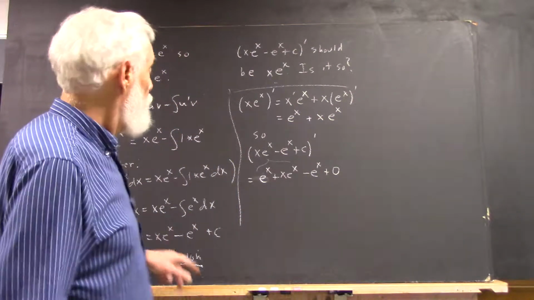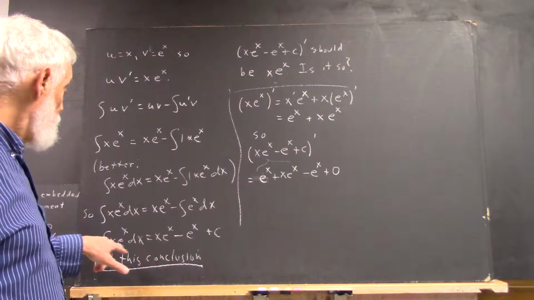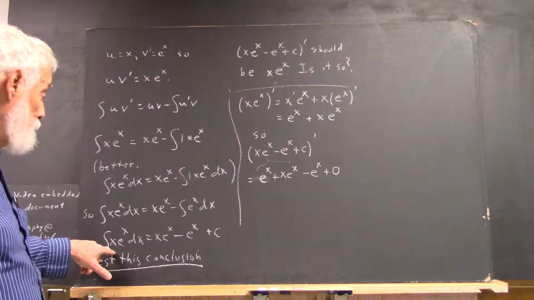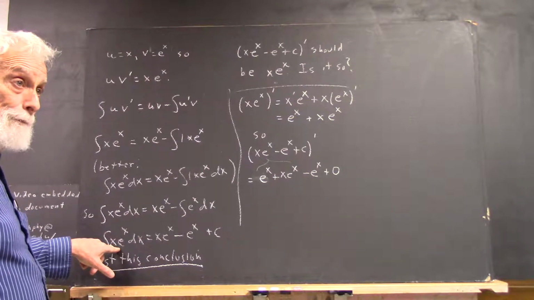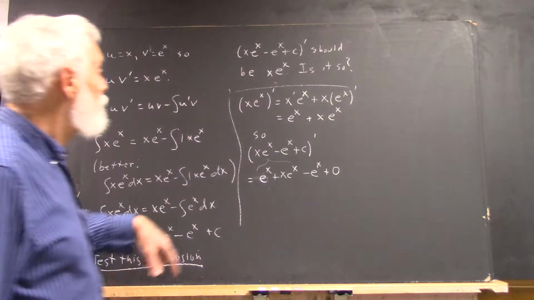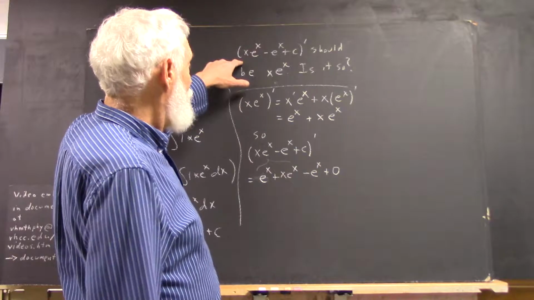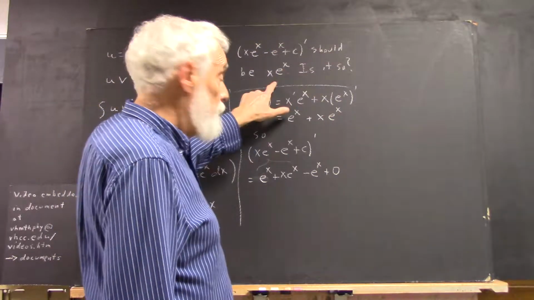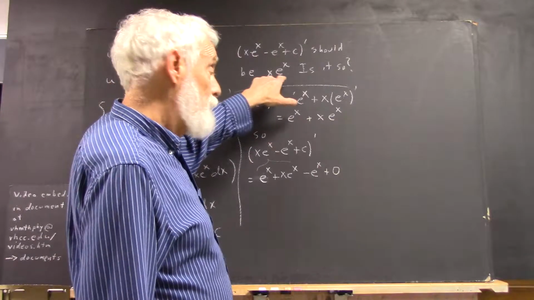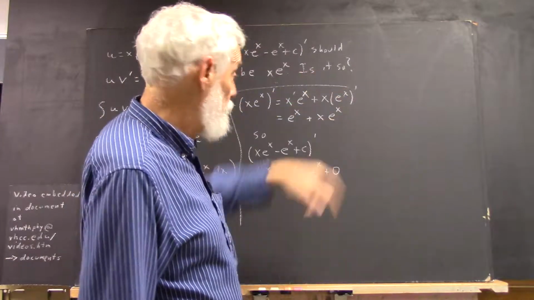We've got to test this. That means if this is an antiderivative of what's inside the integral sign here, then the derivative of this has to be what's inside the integral sign, or at least the integrand function. Okay, so that means that (x e^x - e^x + c)' should be equal to e^x times e^x. So question, is it so?